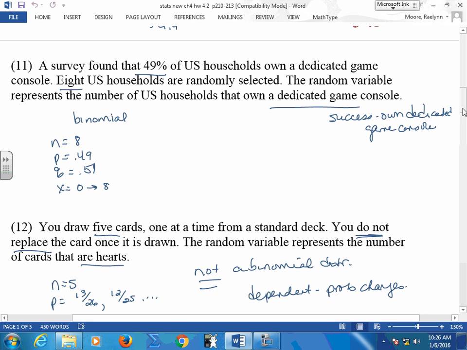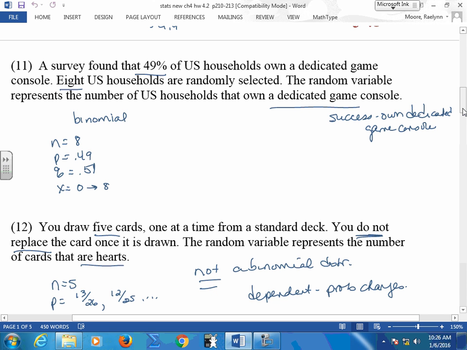So this one found that 49%, and a good way to figure out if it is binomial is just to walk through your letters here. 49% of households own a dedicated game console. 8 U.S. households are randomly selected. So 8 is your n. You're asking 8 people. The random variable goes from 0 to 8. It represents those that own a dedicated game console.